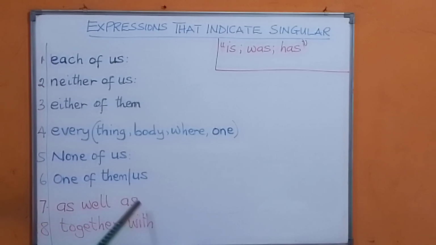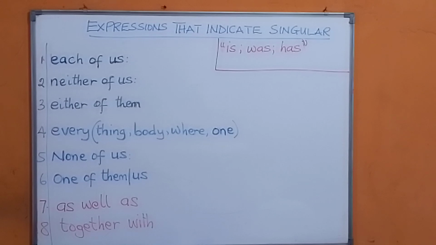Look at number 7. As well as. We have to be careful that if you say Amy as well as Fanta, you're going to say is there. Don't say are there, because there are not two people unless you say Amy and Fanta. But if you say Amy together with Fanta, or Amy as well as Fanta, you're going to say is or was or has. So that's the particular mistake that people make that we have to correct.